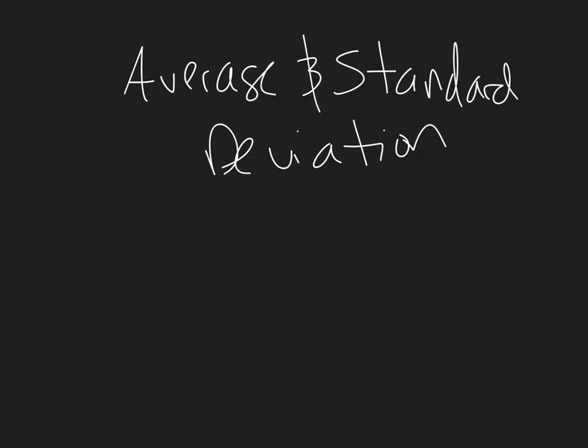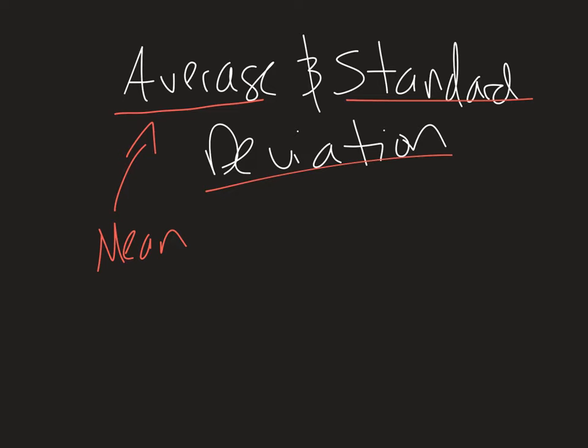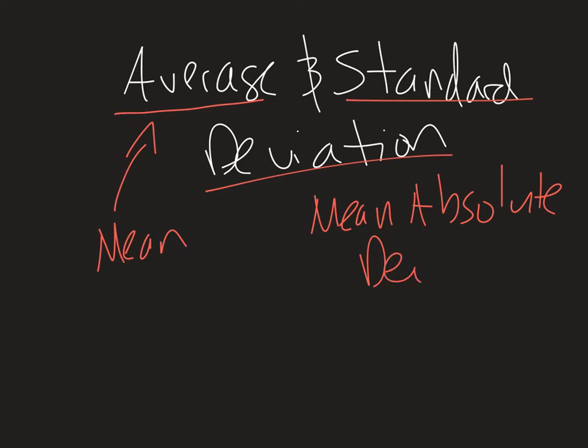In this video, we're going to discuss average and standard deviation, as they're sometimes otherwise known. Average can also be known as mean, and standard deviation sometimes is referred to as mean absolute deviation. And we'll talk about what those words mean here in a minute. I'm just letting you know that those terms can be used interchangeably.